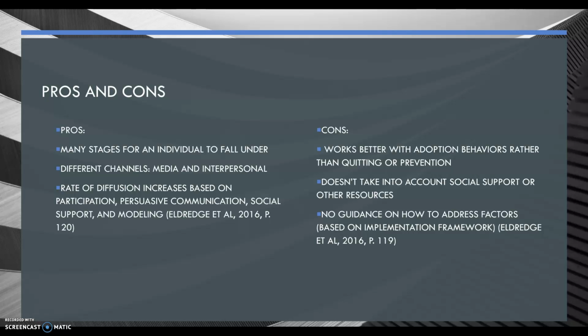The cons are that this tends to work better with adoption behaviors rather than quitting or prevention, such as smoking cessation. It doesn't take into account social support or other resources. Again, there could be other outside variables affecting somebody's choice to adopt a new behavior, or whether they have the social support to adopt that new behavior. It can really depend on the person and their external situations as well. There also is no guidance on how to address the factors based on the implementation framework.